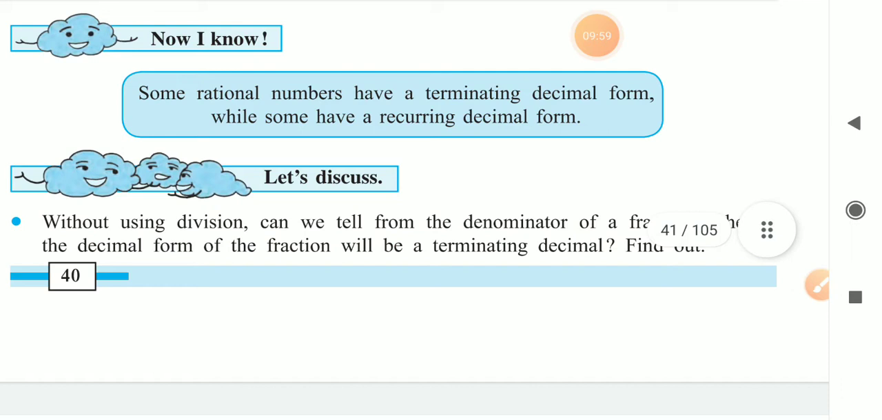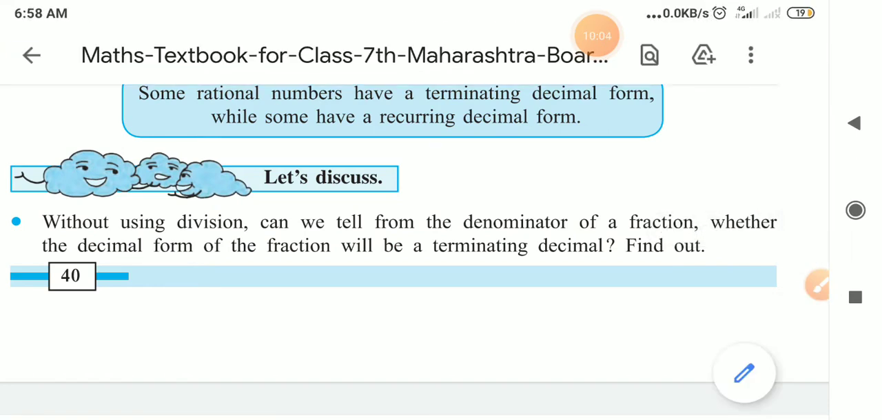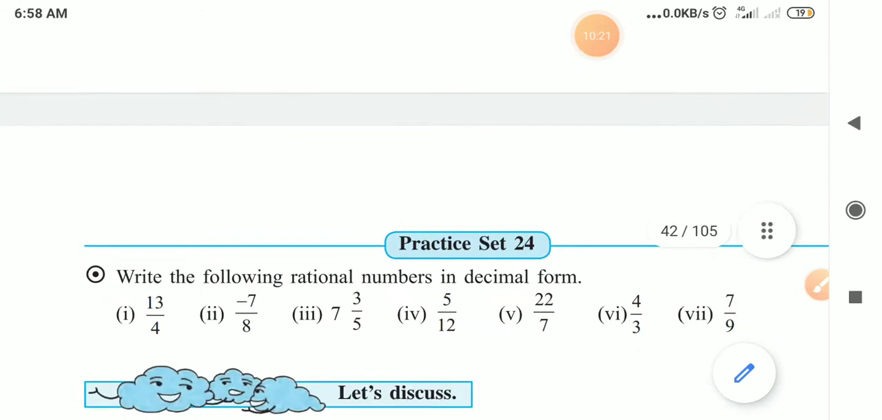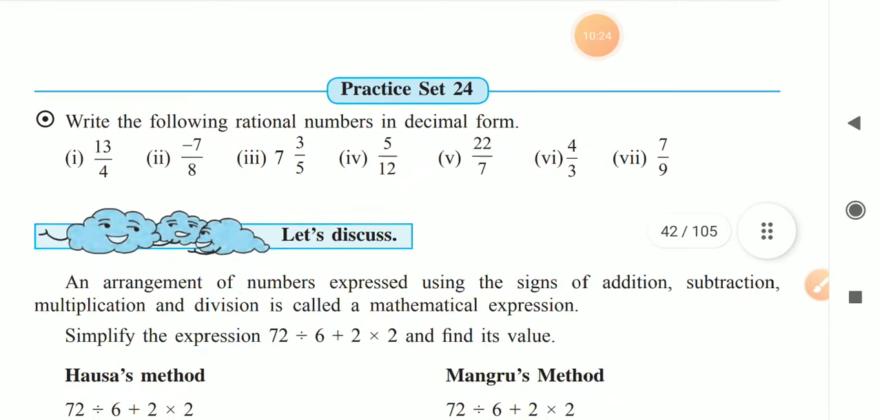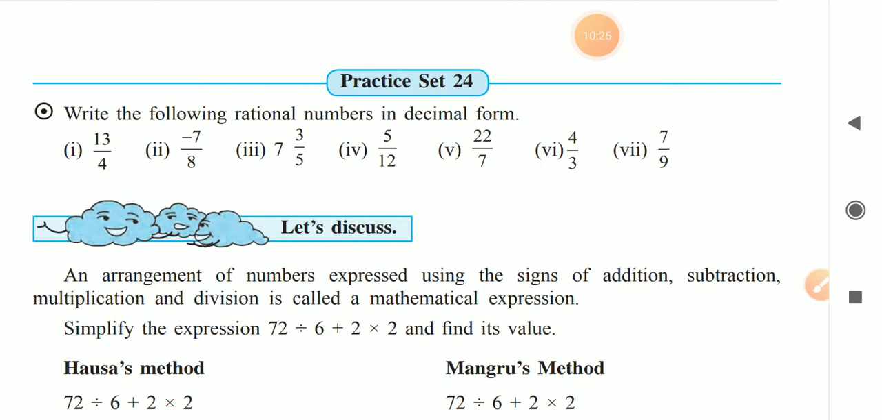Okay, now the next point: without using division, can we tell from the denominator of a fraction whether the decimal form of the fraction will be a terminating decimal? Here we had done the division, but without doing that division, we have to discuss this. Can we do this or cannot? Just think about it. Here you have to solve the 24th exercise.